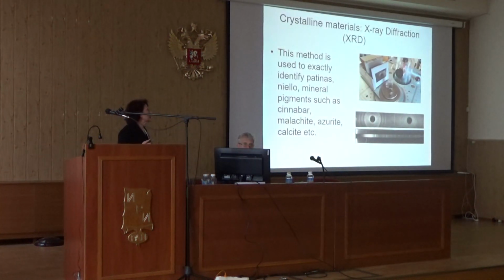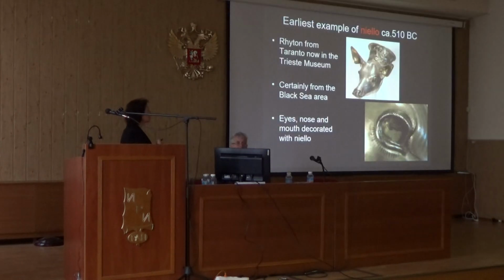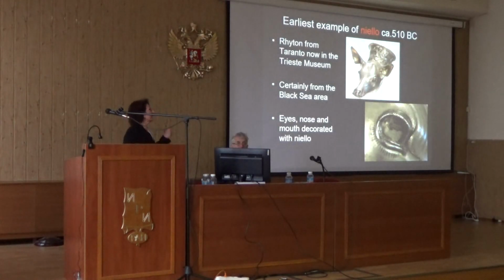When we have crystalline materials, we use X-ray diffraction, of course, to identify the kind of patina, to identify pigments like cinnabar, malachite, azurite, calcite, and so on, and also for niello. I've been using it for niello as well. I'm very interested in niello, so I thought I would show you these as an example.